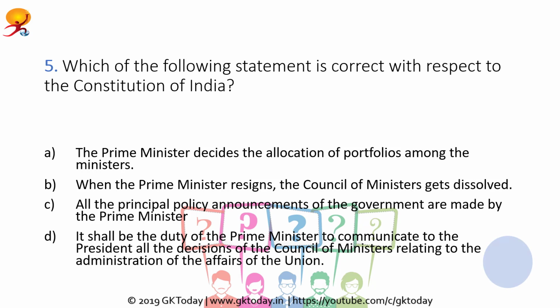And the correct answer is, of course, option D. It shall be the duty of the Prime Minister to communicate to the President all the decisions of the Council of Ministers relating to administration of the affairs of the Union. This is again enshrined in Article 78. And although the Prime Minister can cause the collapse of the Council of Ministers by resigning, it's not a direct effect. Since the Council cannot function without the Prime Minister, it ends up getting dissolved.